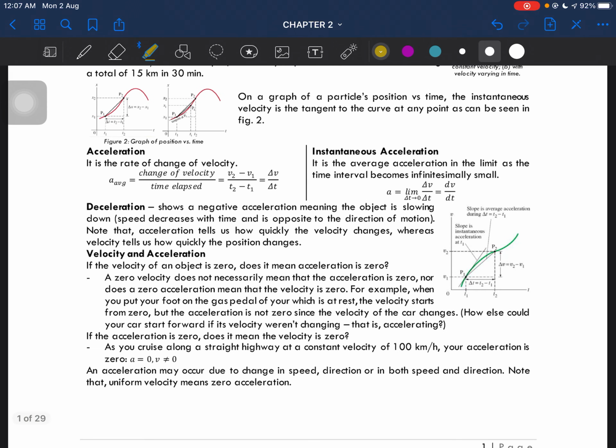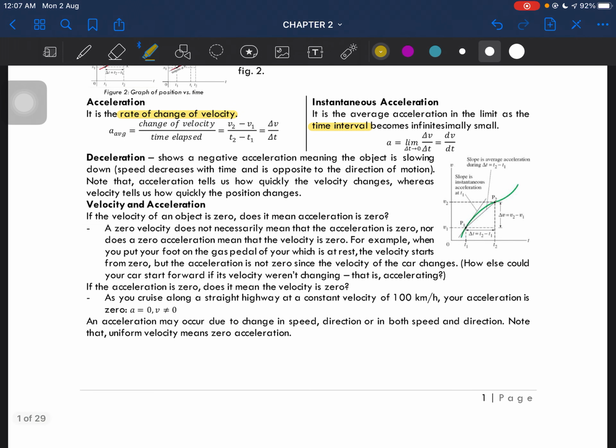And then we have acceleration. Acceleration is the rate of change of velocity, whereas instantaneous acceleration is the same, in which it is only for a certain time interval. Deceleration shows a negative acceleration. So what does a negative acceleration mean? It means that the object is slowing down. Like when we want to brake when we meet a red traffic light.